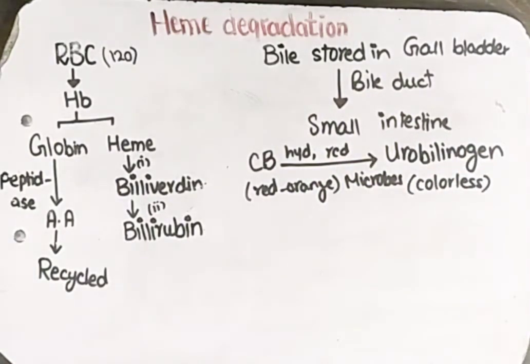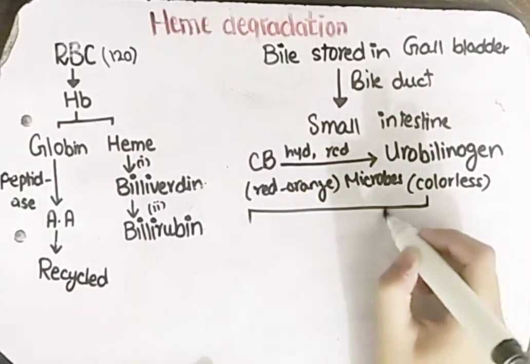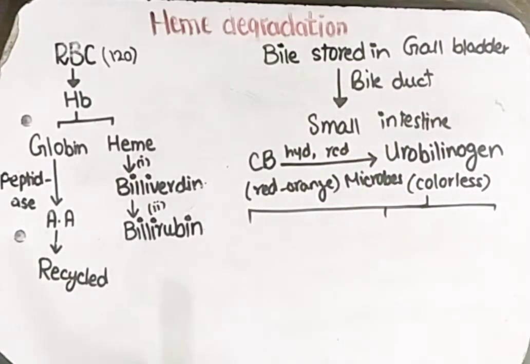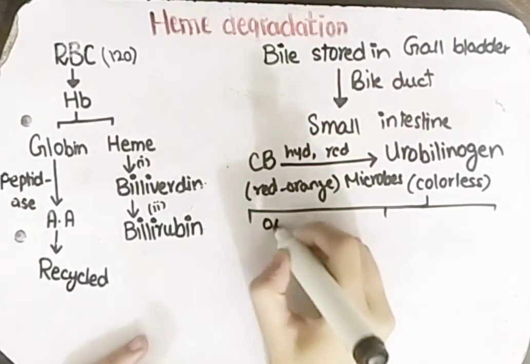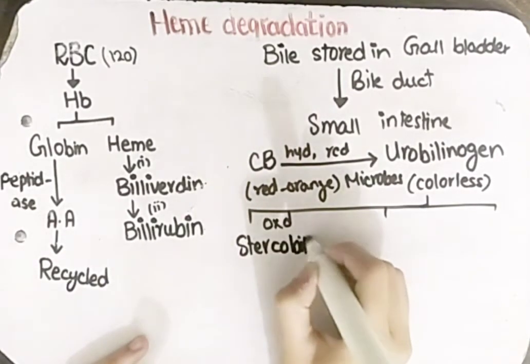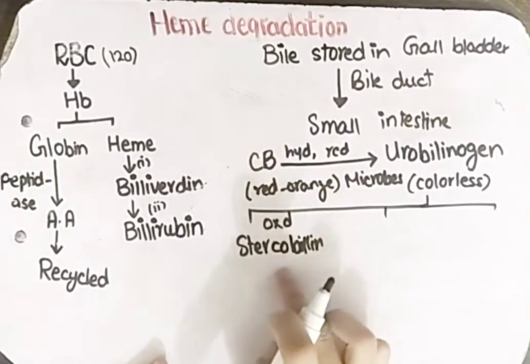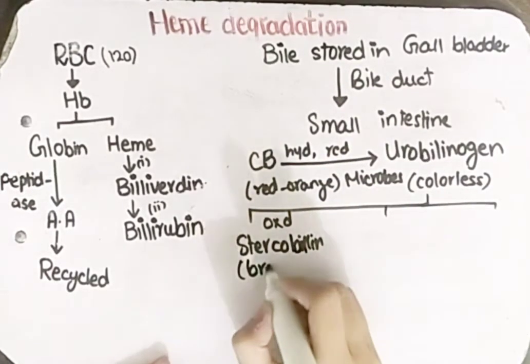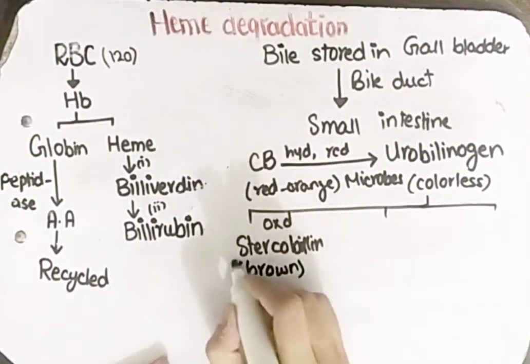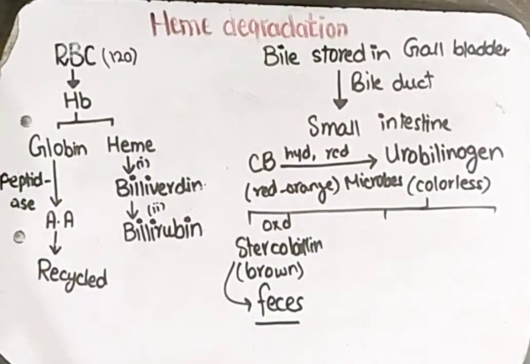Okay. Now, what is the fate of this urobilinogen? It is very important. There are 3 fates of this urobilinogen. What are the possible fates? This urobilinogen can be oxidized into stercobilin. And mostly this is the fate of urobilinogen. Out of the 3, mostly this happens, that urobilinogen is oxidized into stercobilin. Stercobilin is brown in color, and stercobilin is then released into your feces, which gives the brown color to your feces.